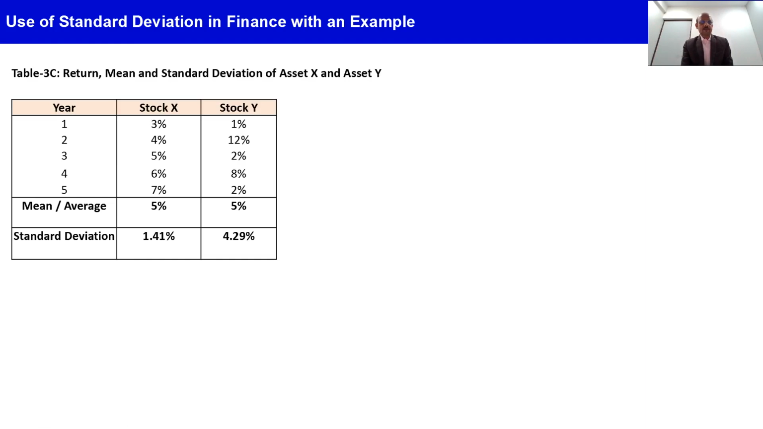Let's understand this with one more example. Let's say here there are 5 years, stock X and stock Y. Stock X has generated returns in this manner: 3%, 4%, 5%, 6%, 7%. So we can see here it is gradually increasing and the mean of the return is 5%. Stock Y has given a return of 1% in year 1, 12% in year 2, 2% in year 3, 8% in year 4, and 2% in year 5. So here also the average or mean is the same, 5%. However, when we calculate the standard deviation, for stock X it is 1.41%, and for stock Y it is 4.29%.